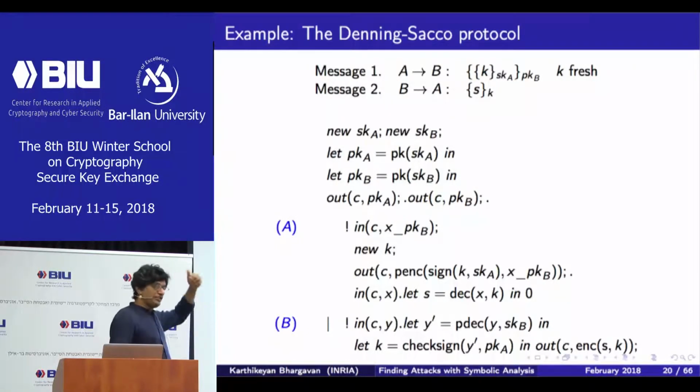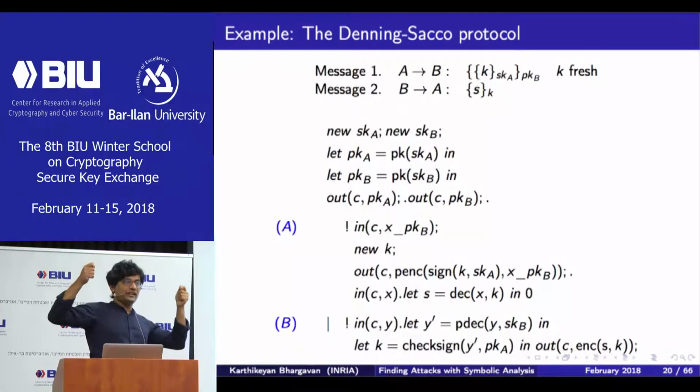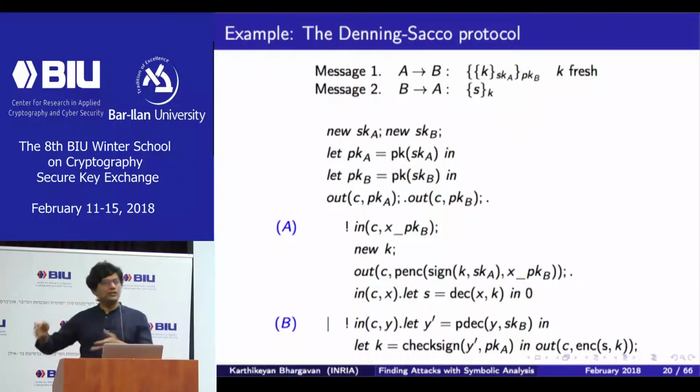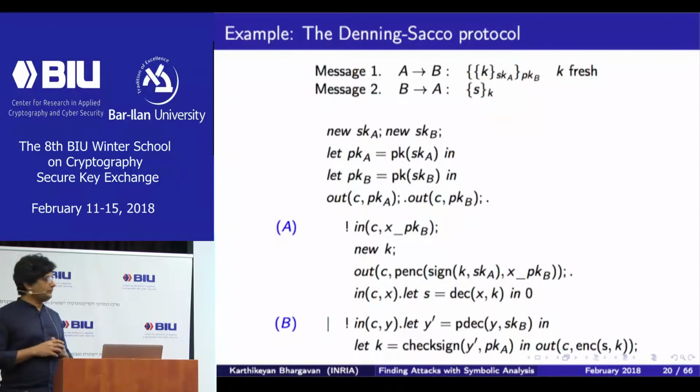So then A generates a fresh key K. It signs the fresh key K with the private key of A, encrypts the whole thing with the public key that it was given by the adversary, and sends it out on the network. Then it waits for the second message. When it receives the second message, it decrypts it with the symmetric key it used in the first message, and now it has the session secret S, and then it stops. Well, we could continue on and use the session secret S in some way, but for now we just stop.